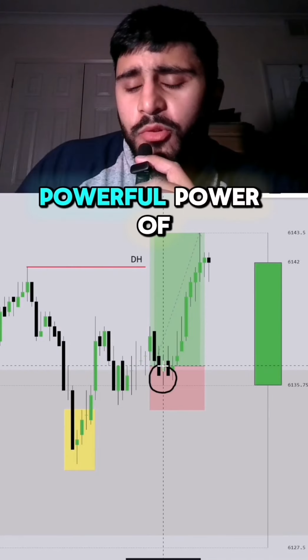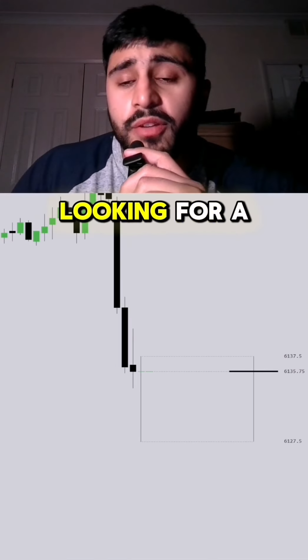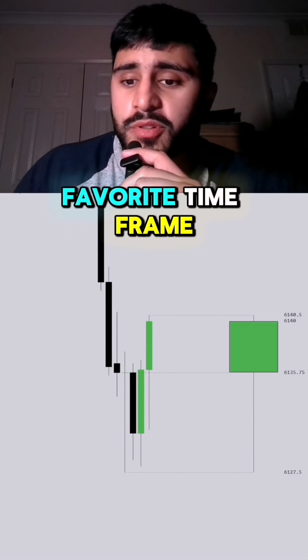This is one of the most powerful power of three and liquidity strategies you can learn in the entire market. Step one to this strategy is you're looking for a 15-minute fair value gap. This is my favorite time frame to look for fair value gaps, right?